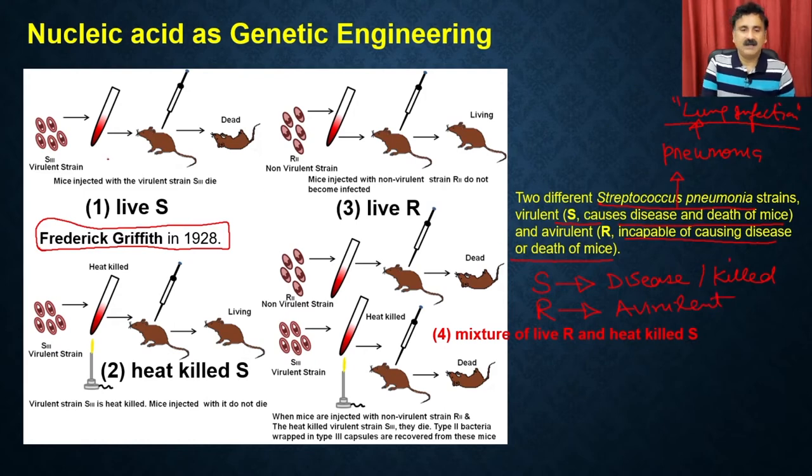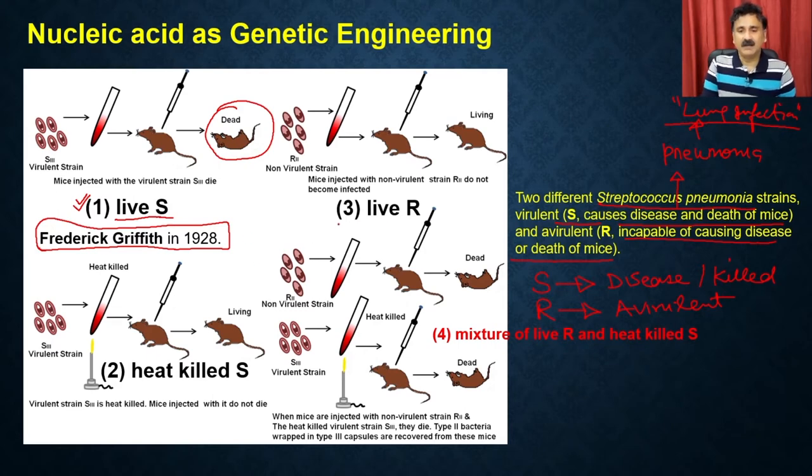So initially he tested whether this fact is true or not. He took four sets of mice. In the first set of mice, he injected the live S strain. He cultured these strains in culture vials, and then he injected those strains into the mice. And what he found is that the mice were dead because they developed pneumonia.